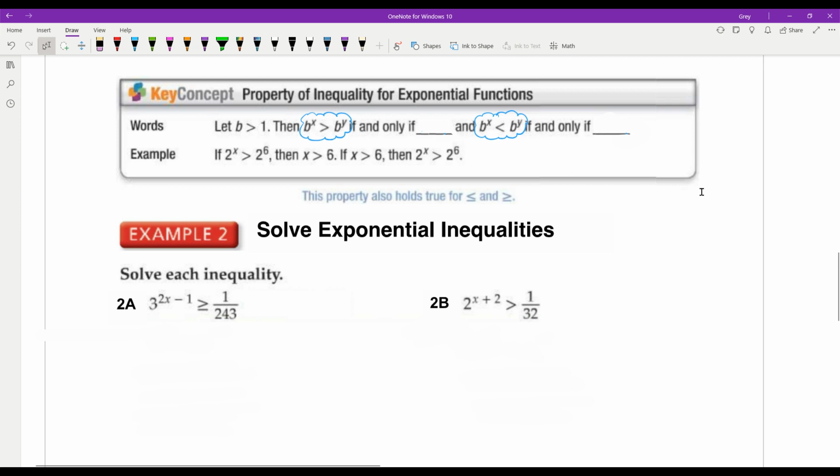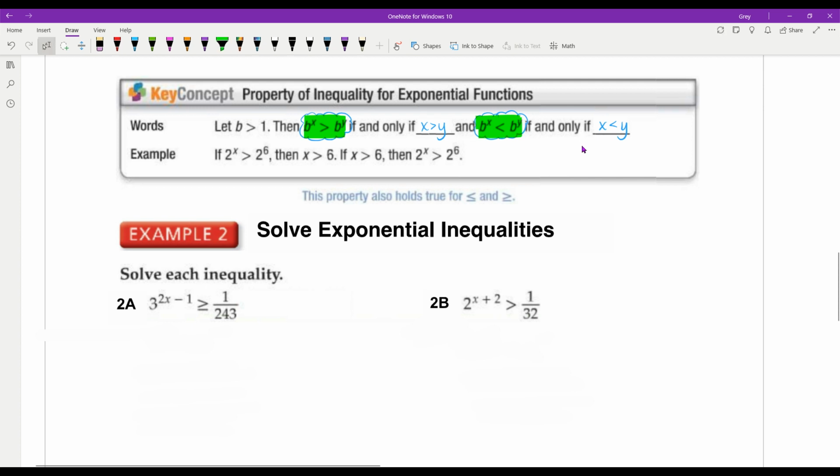Okay? Now, we have inequalities we got to talk about. Property of inequality for exponential functions. So, if b to the x, same kind of thing. b to the x is greater than b to the y if and only if x is greater than y. Or b to the x is less than b to the y if and only if x is less than y. So in a similar fashion, we get to ignore the bases and put the exponents in the same relationship that they start off with.